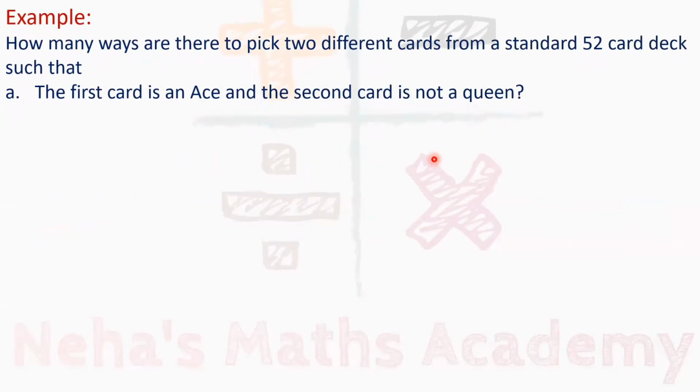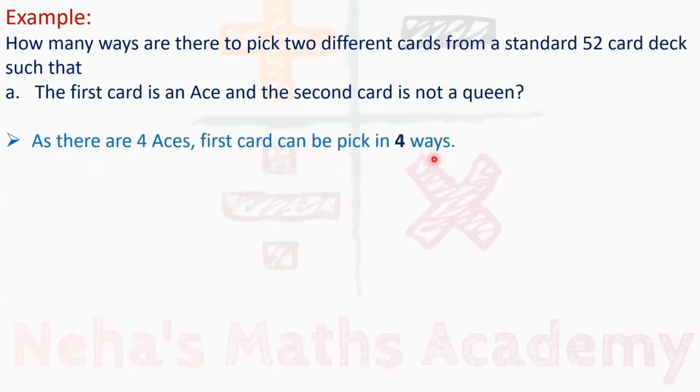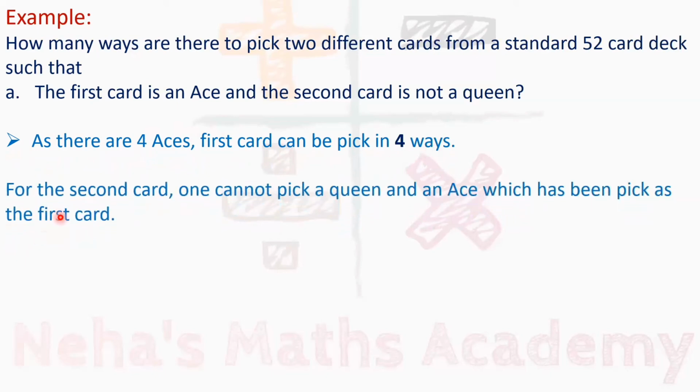Next example. How many ways are there to pick 2 different cards from a standard 52 card deck such that the first card is an ace and the second card is not a queen? As there are 4 aces, the first card can be picked in 4 ways. For the second card, one cannot pick a queen because in the question it is given that the second card is not a queen. We have already picked an ace as the first card.